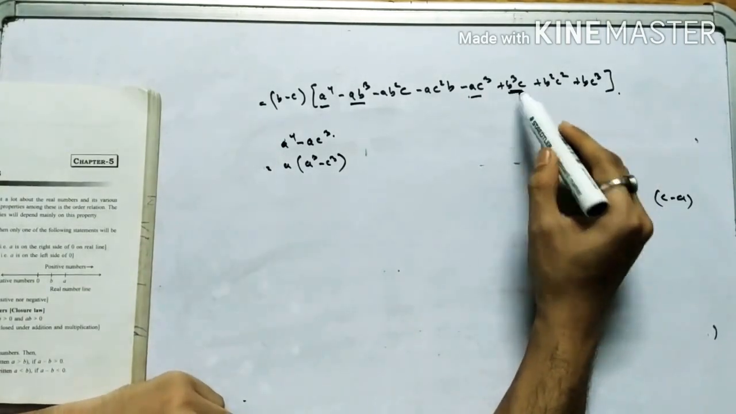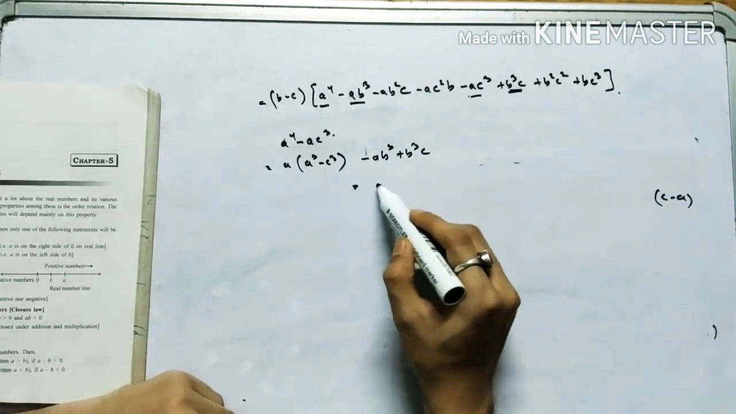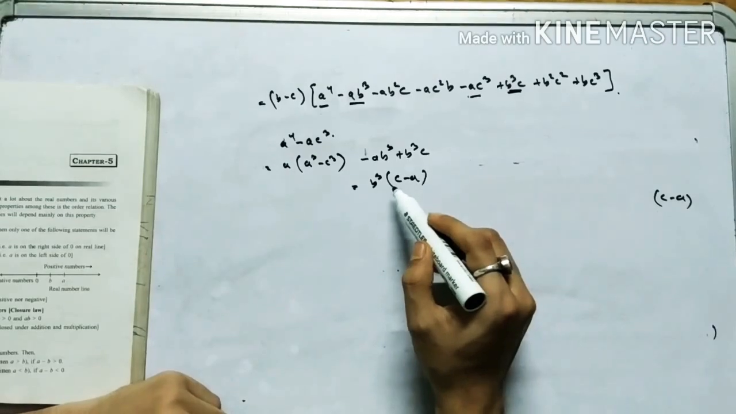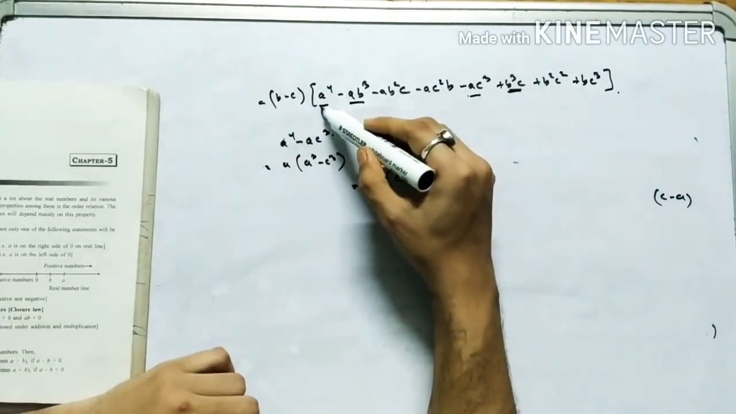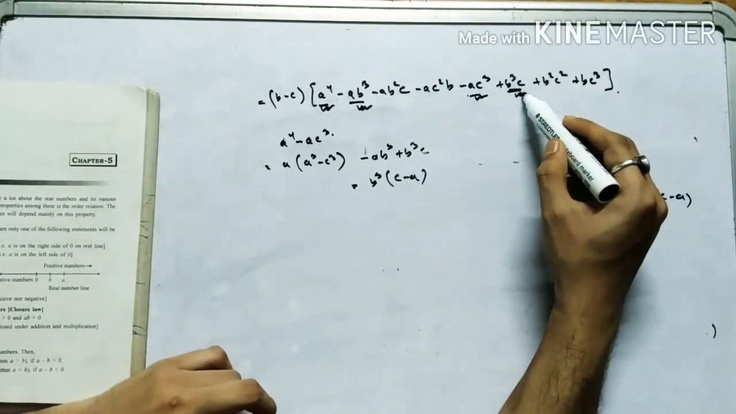Okay, this one and this one, you see, minus AB cube plus B cube C. From here, if I take out B common, I will get C minus A. First of all, I decided to take this, and then this and this.